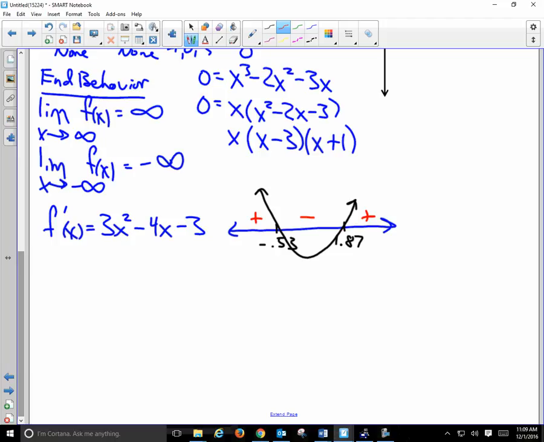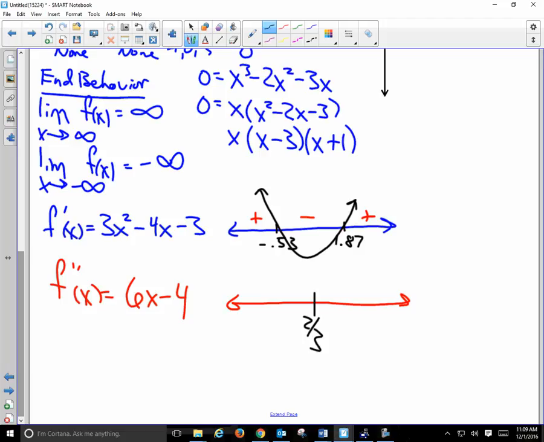Now let's do the second derivative. F double prime of x is equal to what? 6x minus 4. Where is that equal to 0? 2/3. What shape does that make if you were to graph it? A line. Positive or negative slope? Positive. So it looks something like that, right? So it's negative here, it's positive there. Quicker than testing points, right? So use the graph to your ability and state that.